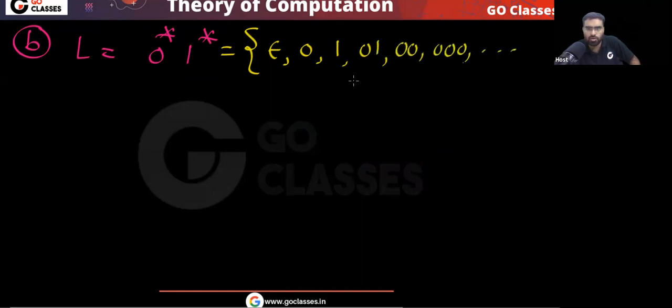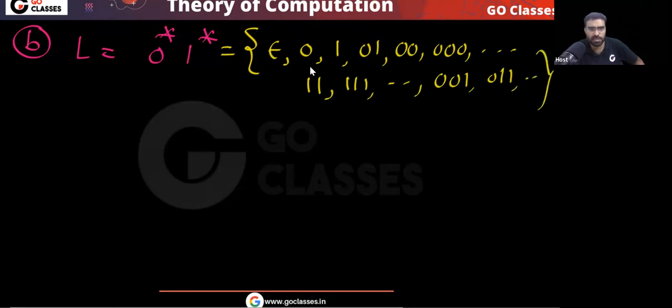Take your copy and pen. First, you understand this language. It is like this: you have epsilon, you have 0, you have 1. You have 0, 1 also. You have 0, 0, and so on. You have 1, 1 also, and so on. You have 0, 0, 1, you have 0, 1, 1, and so on. Basically, any number of 0s followed by any number of 1s.